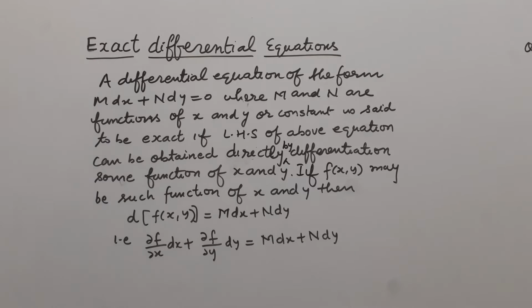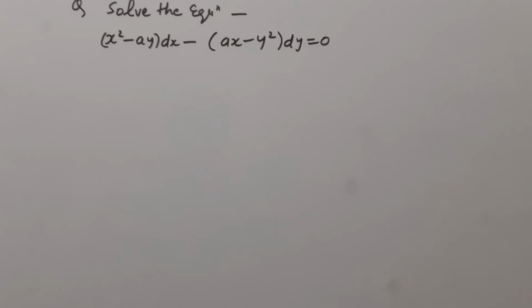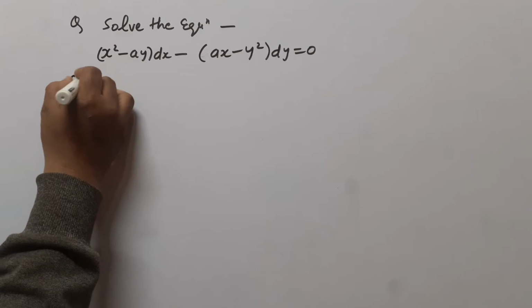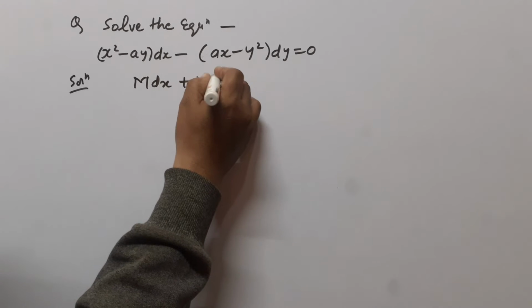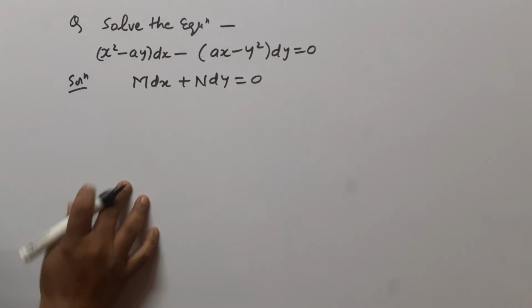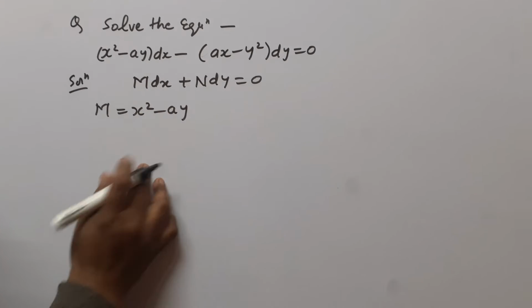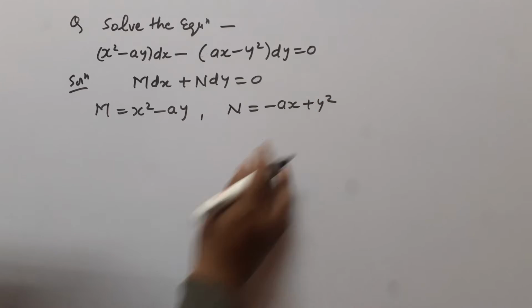Now we solve the differential equation: (x square minus ay) dx minus (ax minus y square) dy is equal to 0. So first we compare this equation with M dx plus N dy is equal to 0. Here M is equal to x square minus ay and N is equal to minus ax plus y square.